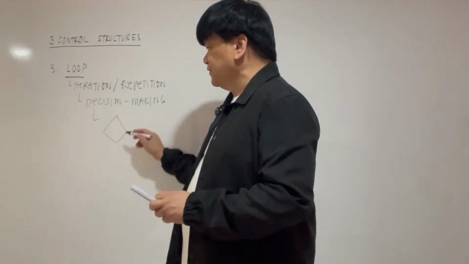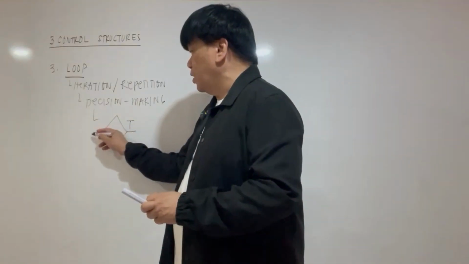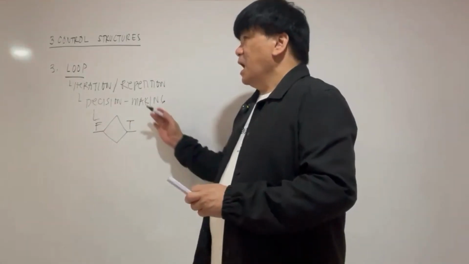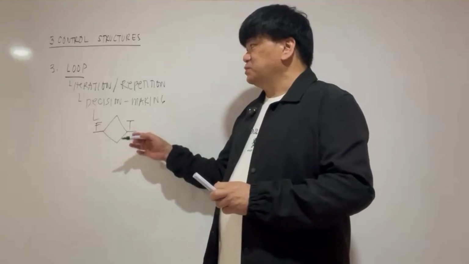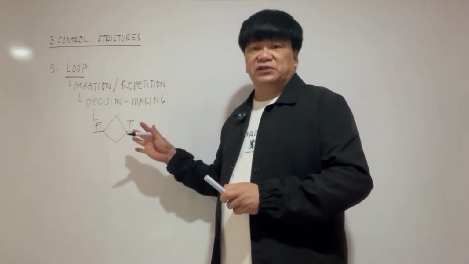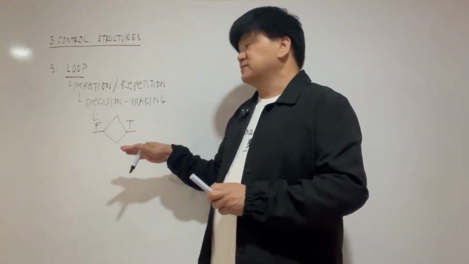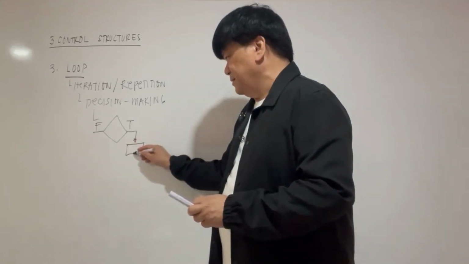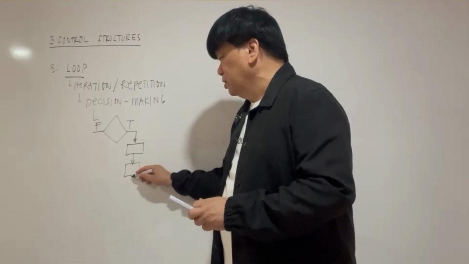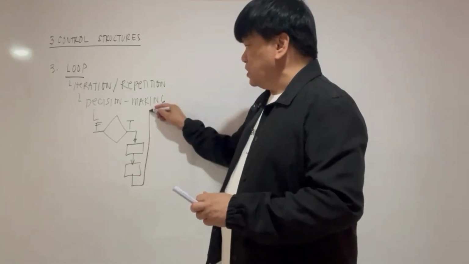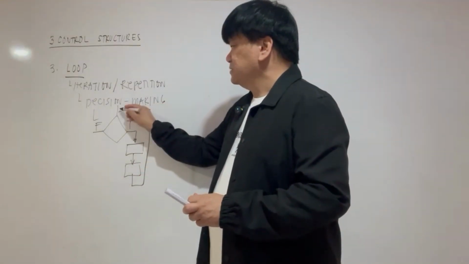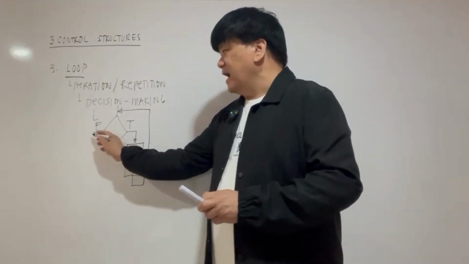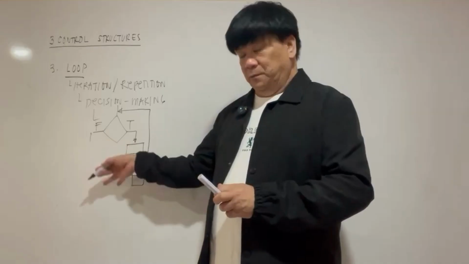So there are two values: true or false. The difference between the loop control structure and the selection control structure is that loops continuously loop as long as the condition is true. Otherwise, that will stop the loop.